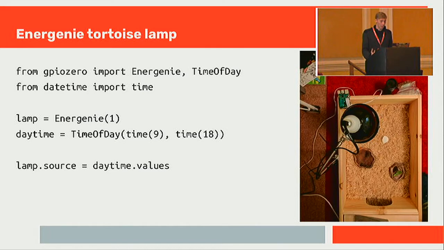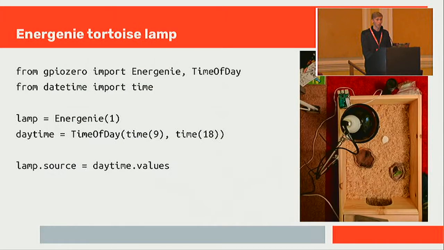I want the light to be on just during those daytime hours. So I have a lamp, an actual heat lamp that's mains voltage, and it's connected to something called an Energenie socket, which is a way of remotely and safely controlling a mains voltage power supply. You just plug it into the wall and plug your device into it, and from the Pi you can send it a signal to do that. That's built into GPIO Zero.